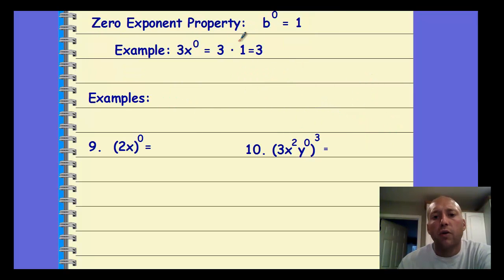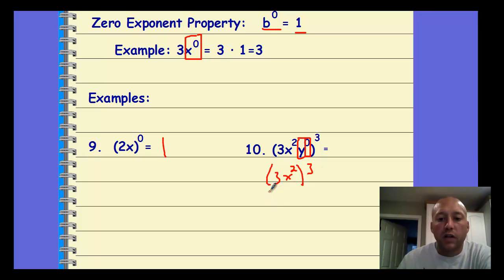Zero exponent property, kind of already stated this: anything to the 0 power is 1. Be careful, the 0 property here is just that one term. X goes to the 0 power, the 3 is in front, so you have 3 times 1, which is 3. So make sure you're aware of what the 0 is the exponent of. In this problem, the 0 is just a power of y. So that one part is 1. Then here we have 3x squared still to the 3rd power, which that 3 goes to everything in there. So this is 3 cubed times x squared cubed. And using our properties, 3 times 3 times 3 is 27, times x to the 6, we multiply those.